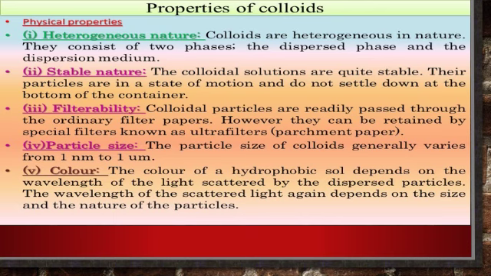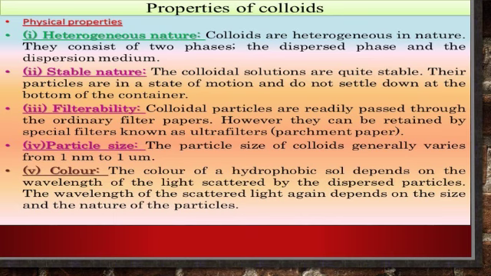And the colloidal particles are not visible with the naked eye. The color of a colloidal solution depends upon the wavelength of light scattered by the colloidal particles, which in turn depends upon the size and the nature of the particle. For example, in a gold sol, if the particles are very fine, the color is red. But with growing size of the particles, the color changes to purple, then blue, and finally golden.